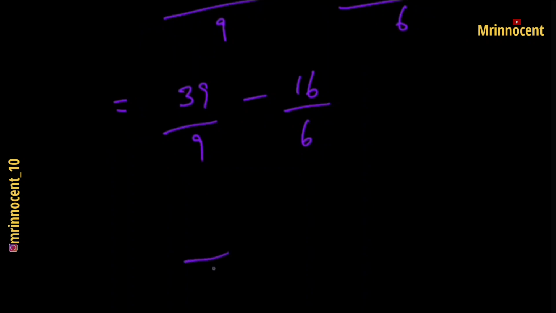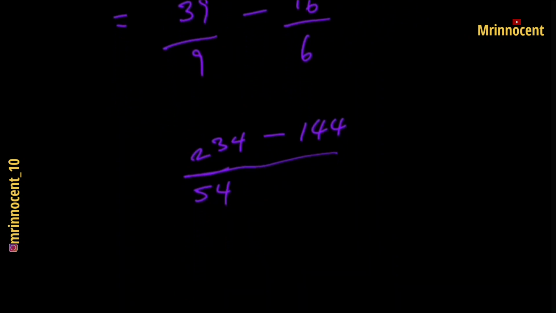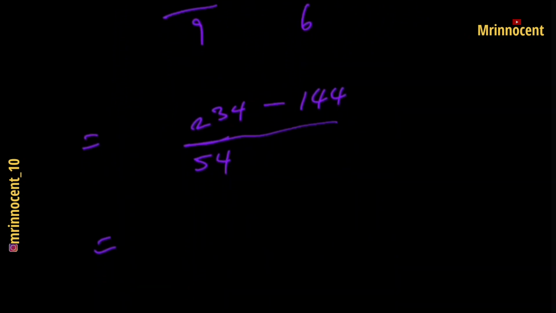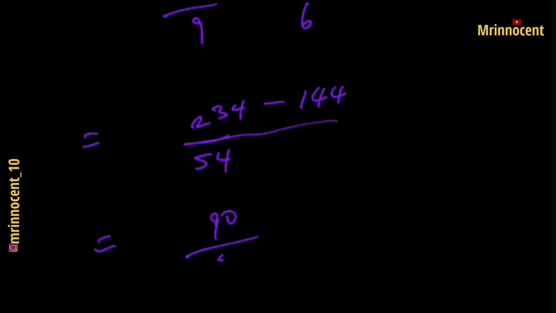So the LCM is 54. So 9 into 54 is 6. 6 times 39 is 234 minus 6 into 54 is 9. 9 times 16 is 144. So 234 minus 144 is 90 over 54.